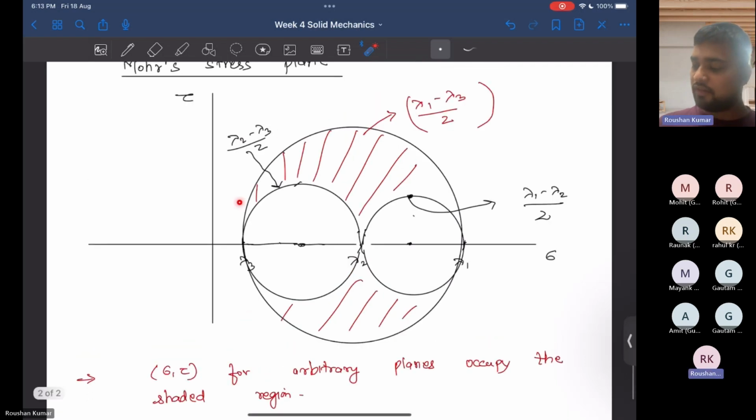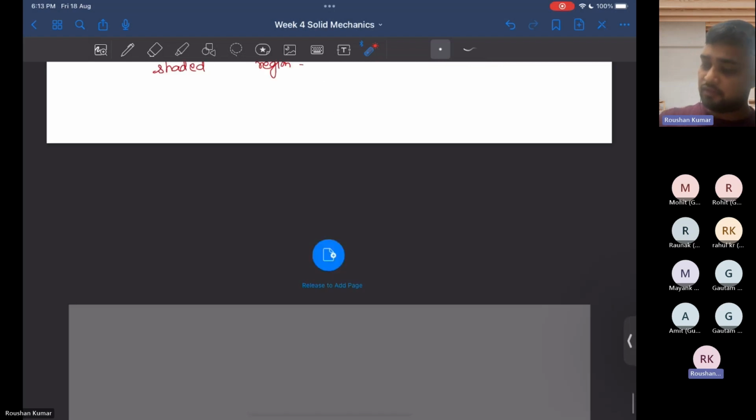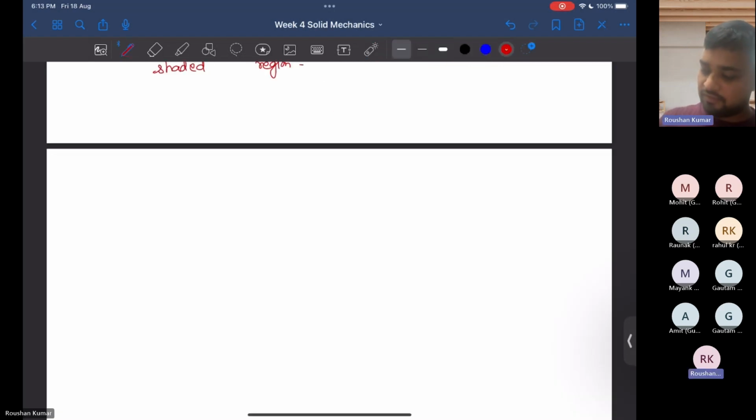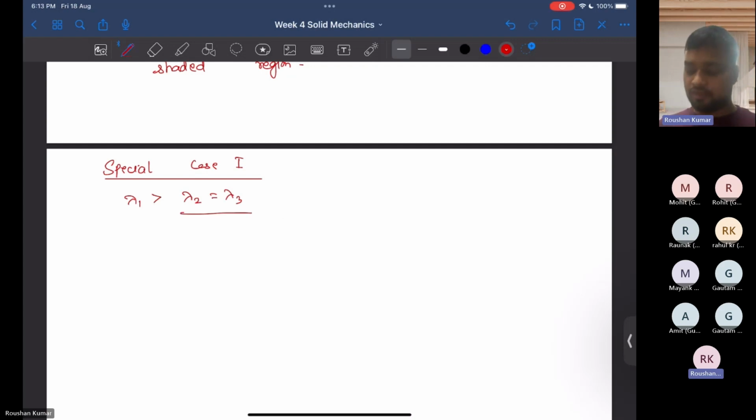Now based on this Mohr circle, I will explain some special cases. The first special case, special case 1, is when two of the principal stresses are equal. That is, suppose lambda1 is greater than lambda2 and lambda2 is equal to lambda3. Here two of the principal stresses are equal.